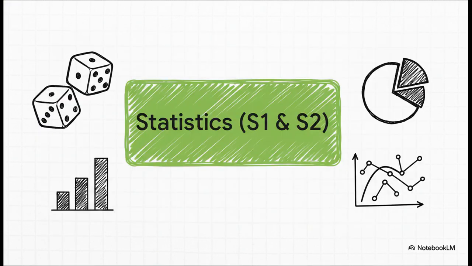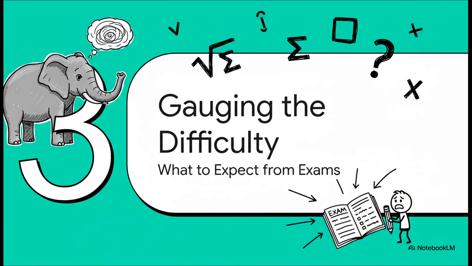And finally, we have statistics. This is basically the science of data. S1 builds on concepts you might already be familiar with, like probability and averages, but it takes them way, way further. And if you decide to stick with it for S2, you'll dive even deeper into more advanced topics like statistical distributions.